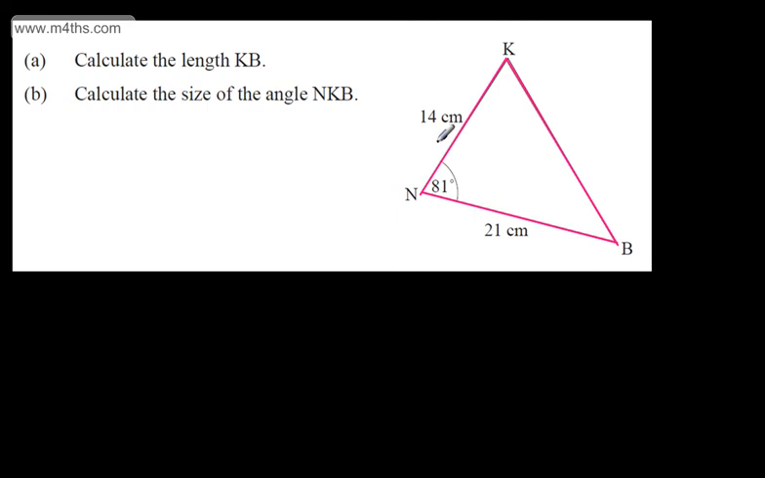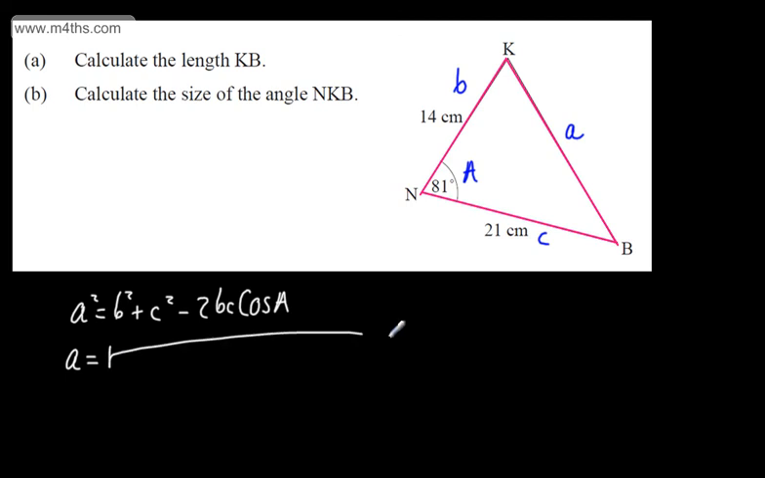If you like, you can put on there that this one is going to be A, and this one is going to be little a, this one is going to be little b, and this one is little c. The cosine rule says now that a squared is equal to b squared plus c squared minus 2bc cos A. So if we just plug in these values, a is going to be the square root now of b squared. That's going to be 14 squared plus c squared, which is 21 squared, minus 2 lots of b, which is 14, multiplied by c, which is 21, multiplied by the cosine of 81 degrees. So let's go ahead and find that value.